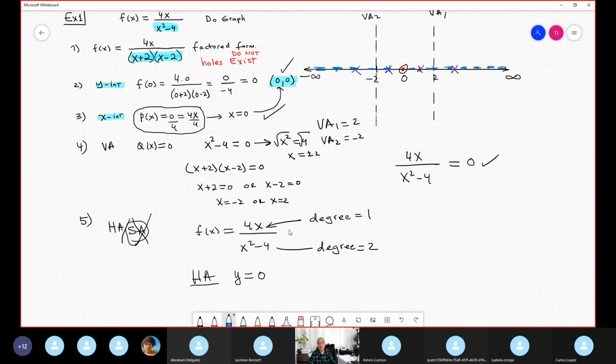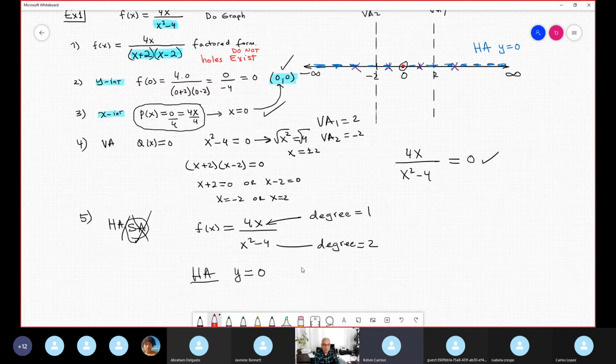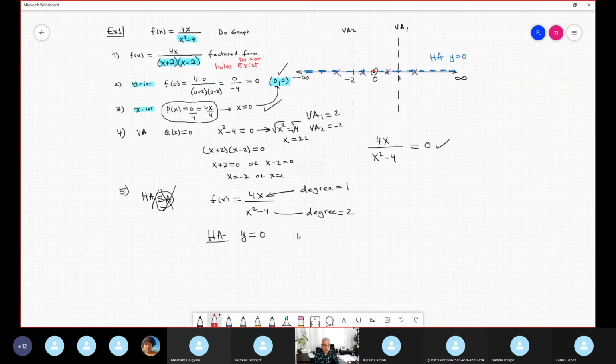I put a dotted line, not black, I put blue. This is the horizontal asymptote, y equals 0. So this is the point in our graph. I have no idea how to draw my graphs. It looks like that, crossing it. Okay? Do you understand this idea or no? Yes. Okay.